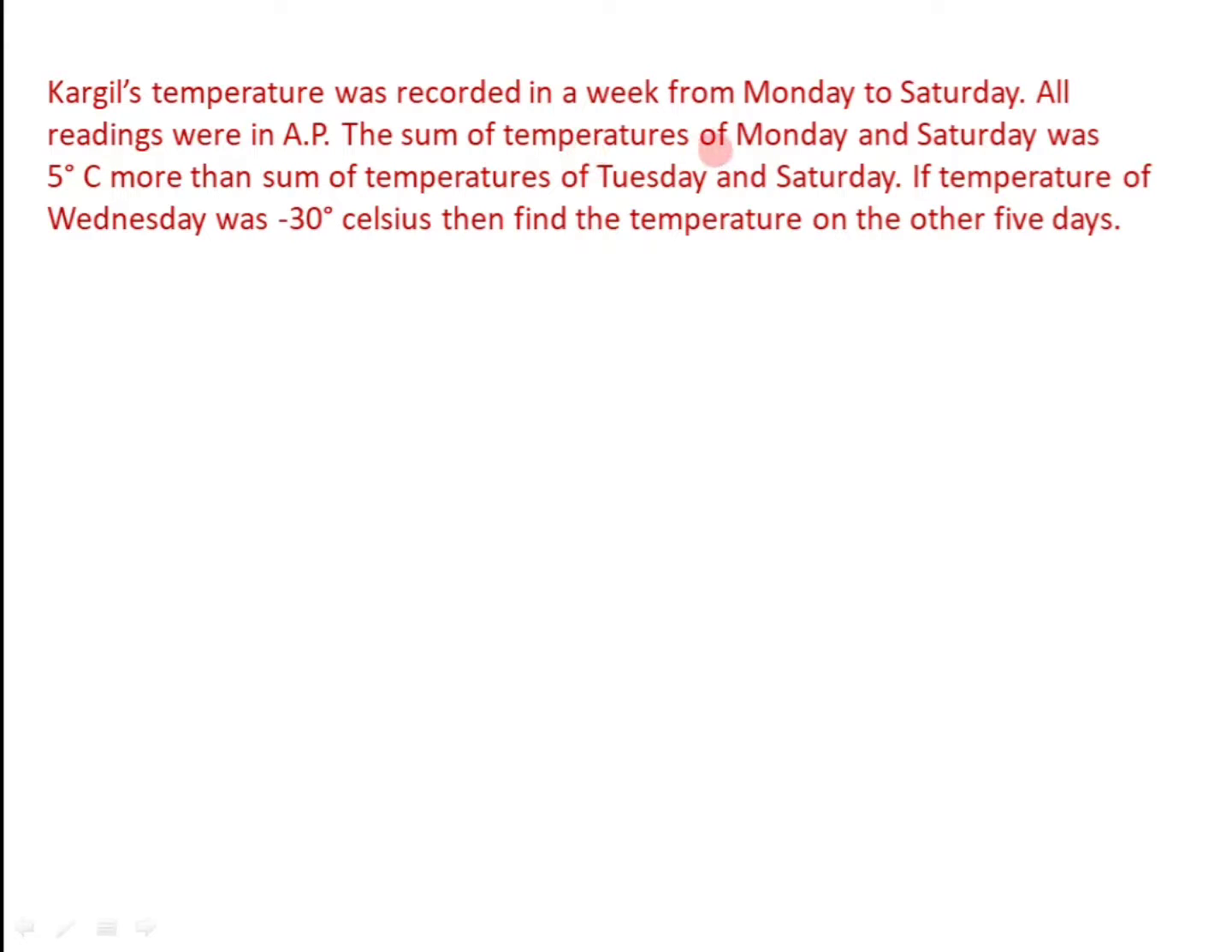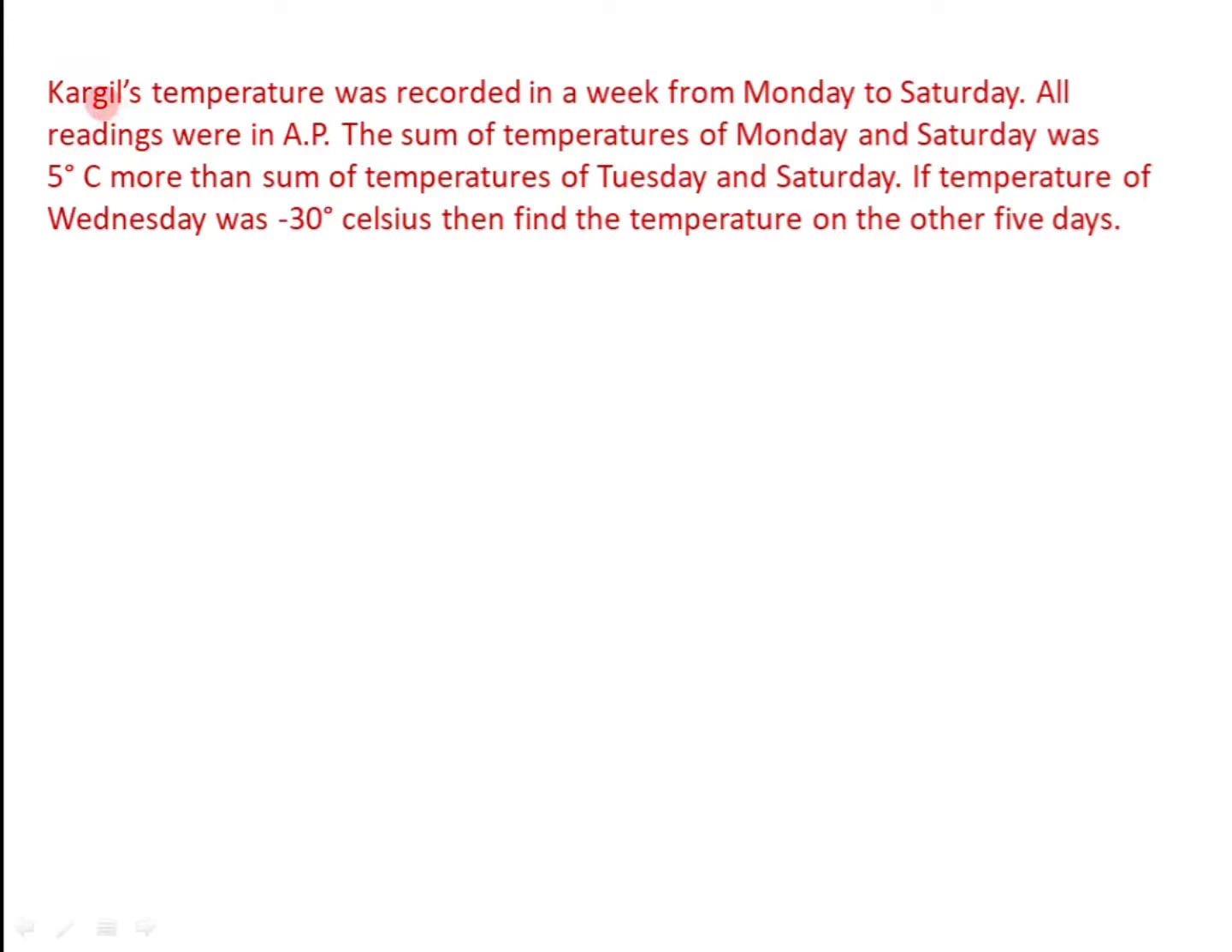The sum of temperatures of Monday and Saturday was 5 degrees Celsius more than the sum of temperatures of Tuesday and Saturday. If the temperature of Wednesday is minus 30 degrees Celsius, then find the temperature on the other 5 days.